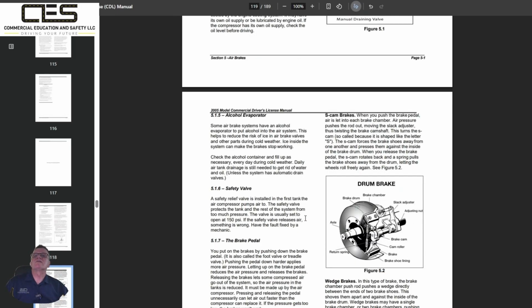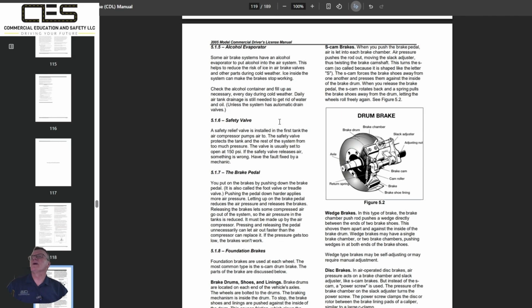So we're going to move to page 5-2, and we'll look at the top of the page up here. 5.1.5, alcohol evaporator. Some air brake systems have an alcohol evaporator to put alcohol into the air system. This helps reduce the risk of ice in the brake valves and other parts during cold weather. Ice inside the system can make the brakes stop working. Check the alcohol container and fill it up as necessary every day during cold weather.